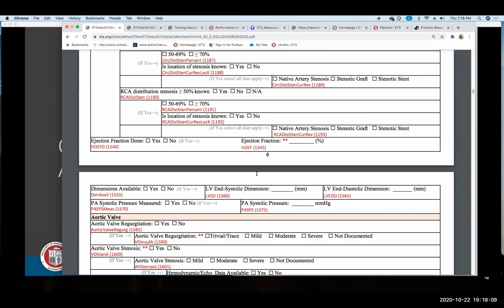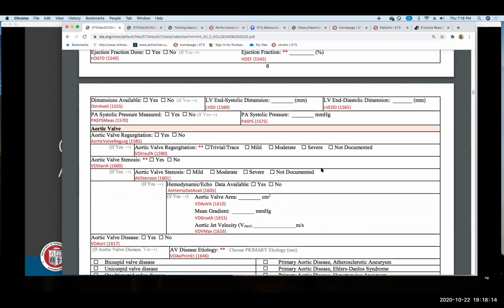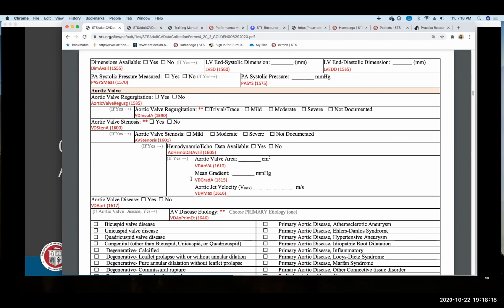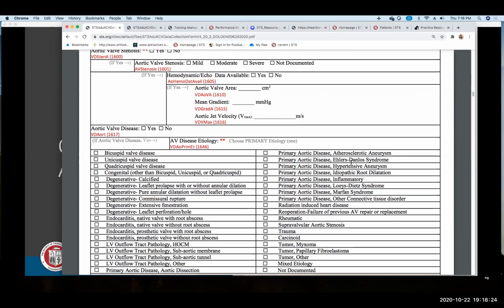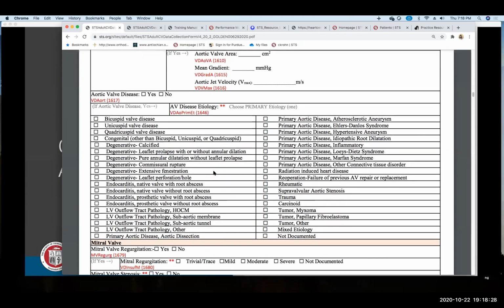And then we get into ejection fraction and PA pressures. We get more specific when we get down into the valves by collecting the hemodynamics, the pressures of the valves and the velocities. And then the disease etiology for aortic valves.